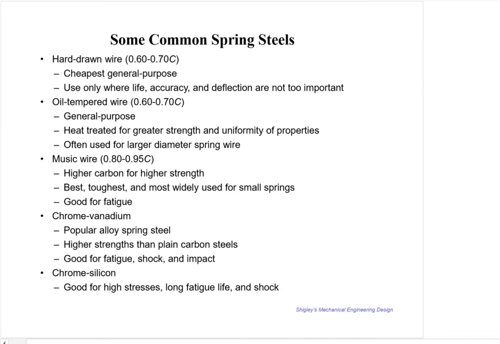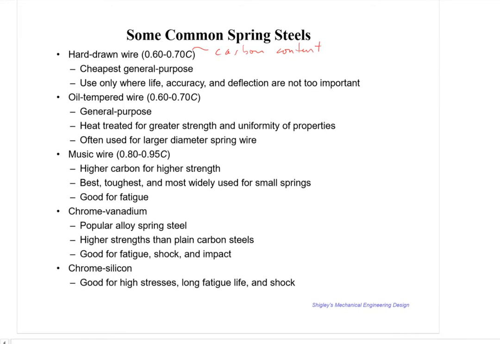The book has some common spring steels. This C here is carbon content. We have some high carbon, believe it or not, even though this is in percentages, these are generally high carbon steels: hard drawn wire, oil tempered wire, music wire, chrome vanadium wire, chrome silicon wire. Most springs you see will be hard drawn wire because it's the cheapest.